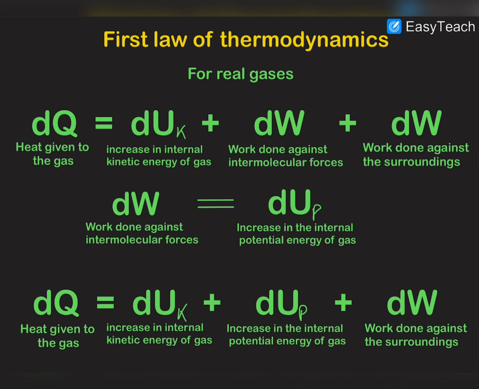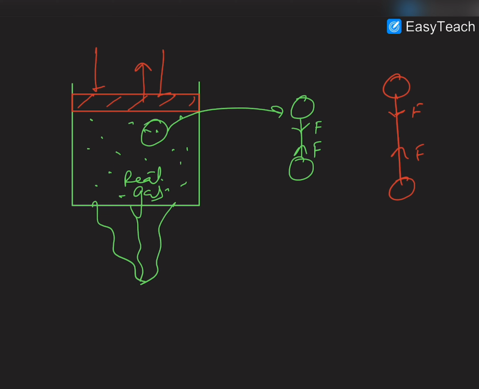So let us talk about the first law of thermodynamics for real gases first of all. So let us imagine that there is a real gas. You can see that there is a real gas, and this real gas is enclosed in a cylinder which has a movable piston, and outside the piston there is atmosphere, and the piston is heavy, it has some mass.